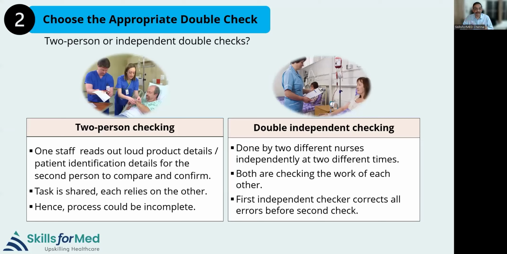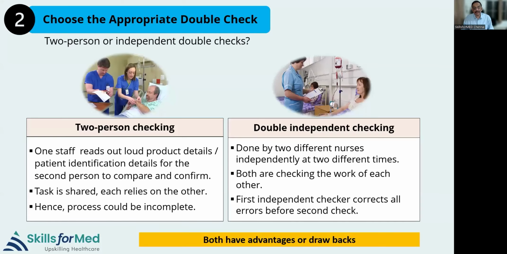So it depends on your organization. If you have a small center where your volume is low, independent double checking can be done. But if you have high volumes and a lot of patients to see, two-person checking can be faster, and you can still make sure you have a process to reduce medication risk. Both are good. Both have drawbacks. So remember that. But do appropriate double checks for high-risk medication and emergency drugs, look-alike, sound-alike drugs, things like chemotherapy and narcotic drugs. All these have to be double checked before giving. As I said, it has advantages and drawbacks.